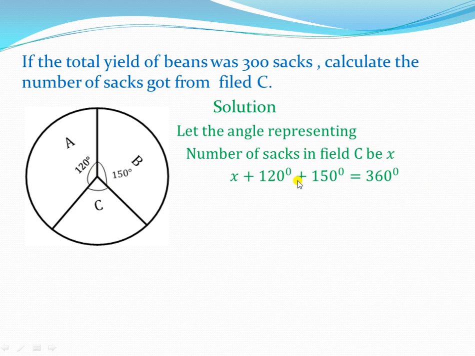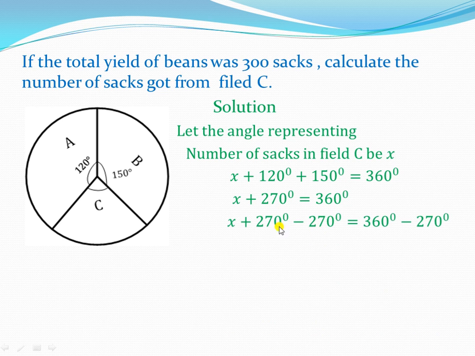When you add 120 degrees together with 150 degrees, you will be able to get 270 degrees. And when you subtract 270 degrees on both sides, you will have X plus 270 degrees minus 270 degrees is equal to 360 degrees minus 270 degrees. This cancels with this, and so we remain with 360 degrees minus 270 degrees, which gives us 90 degrees.